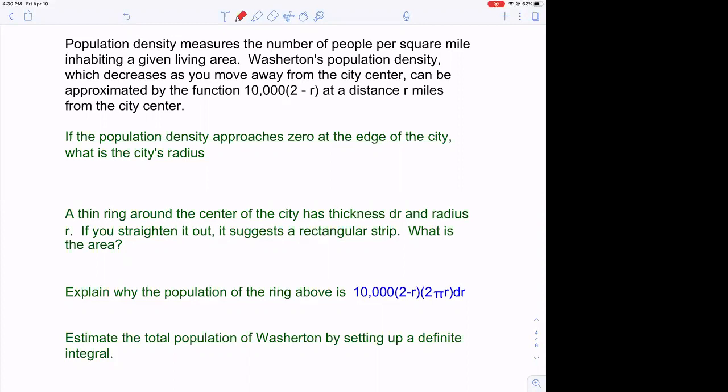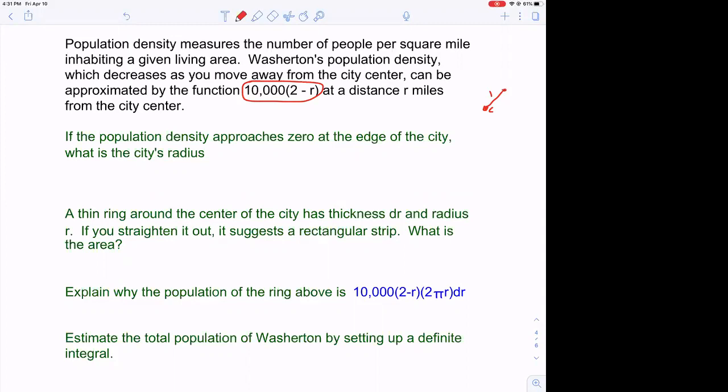Here's what it says. Population density measures the number of people per square mile inhabiting a given living area. Washington's population density, which decreases as you move away from the city center, can be approximated by this function at a distance r miles from the city center. So basically, that ends up being like a circle, because they're saying there's a center of a city, right? And as you go out from it, if we went out a mile, we'd plug 1 in for r, and 2 minus 1 would be 1. And so 10,000 times 1 is 10,000. So that means right out here in this area, there's like 10,000 people per square mile.